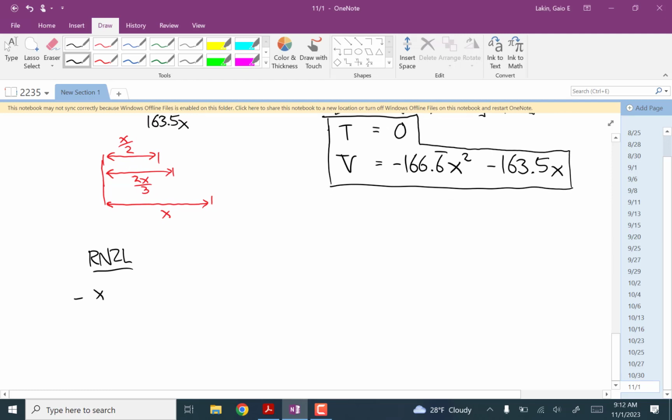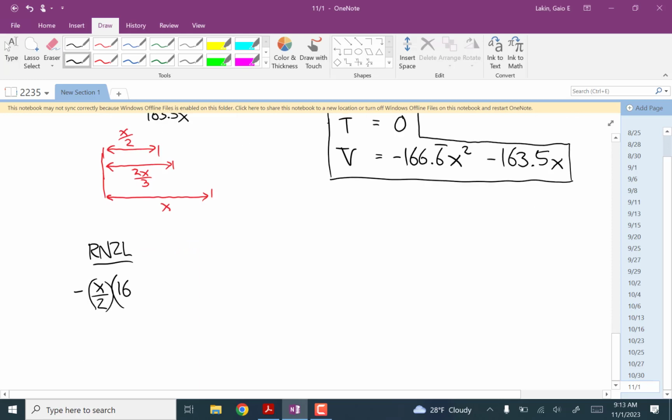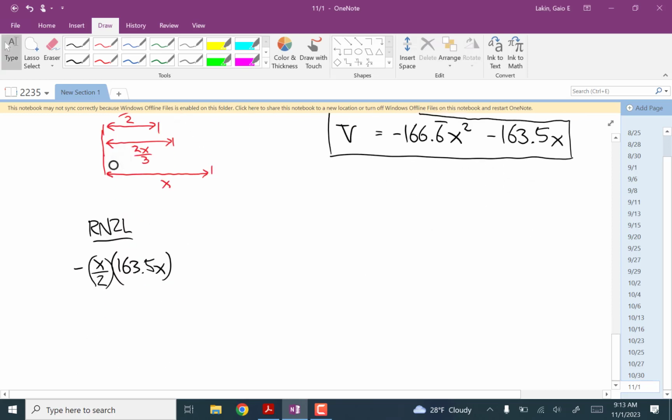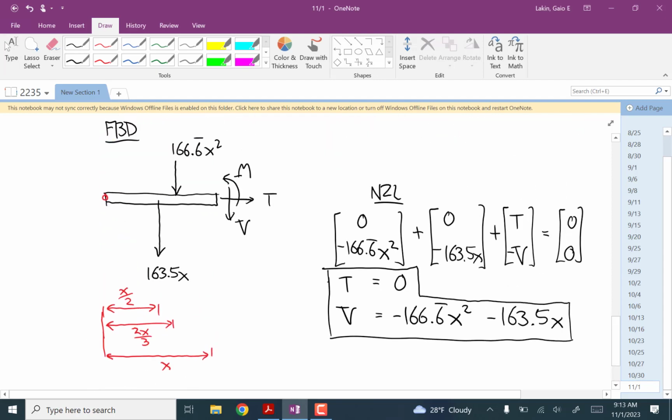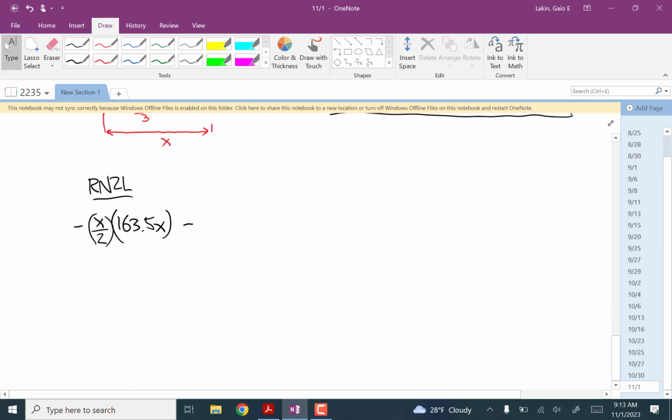Okay, so we got negative x over 2, 163.5x. Another clockwise moment from the triangular distributed load. That moment arm is 2x over 3. The force is 166.6 repeating x squared. And then plus M minus Vx is equal to 0.